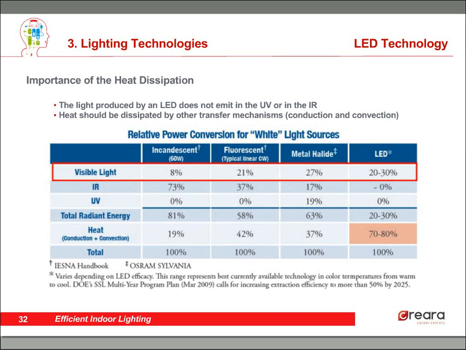But if we see the total radiant energy, visible light plus IR plus UV, the total radiant energy in an incandescent is 81%. In a fluorescent it is 58%, but in LEDs it is only 20 to 30%. So the rest of the energy, the 70 to 80% of the energy, has to be dissipated in conduction or convection. That's why heat dissipation is so important. Because if we don't dissipate this heat, the temperature of LEDs becomes too high and the LED performance is lower. LED performance means efficiency and lifetime. So if the temperature becomes too high, the efficiency is lower and the lifetime is lower.